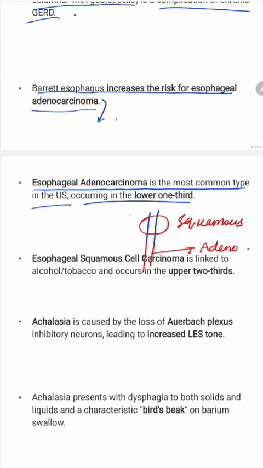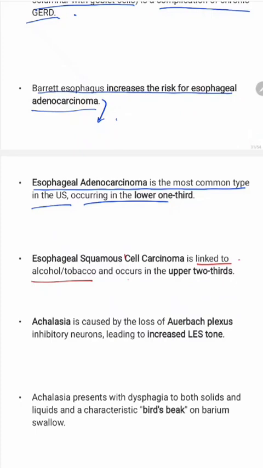Now, those who are smokers and have tobacco or alcohol use are at risk for squamous cell carcinoma. And those who have GERD are associated with adenocarcinoma. So esophageal squamous carcinoma is linked to alcohol, tobacco, and occurs in the upper two-thirds.